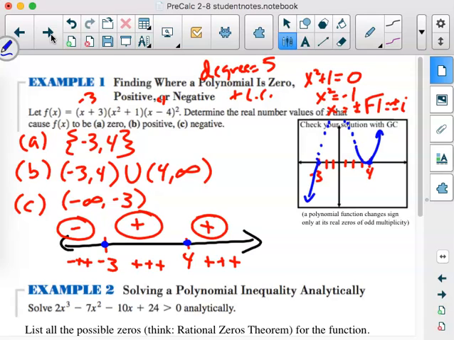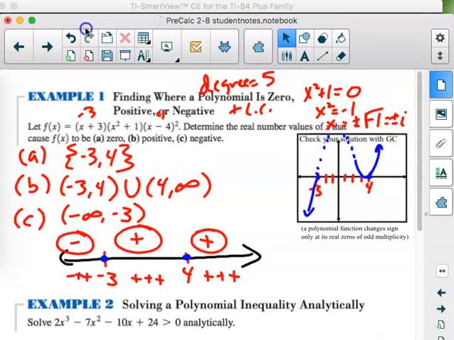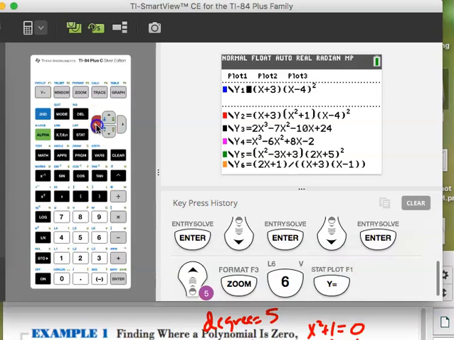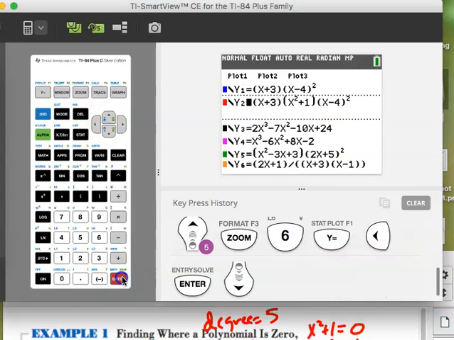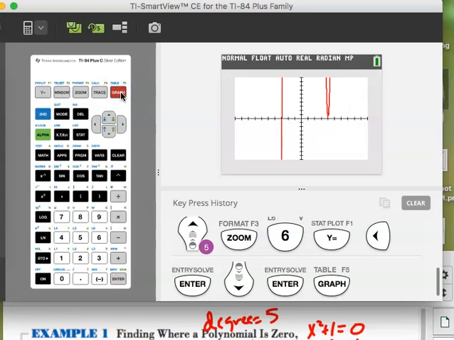So let's take a look at that one. And there it is. Again, except for that local max piece in there, we have everything we need about that graph.